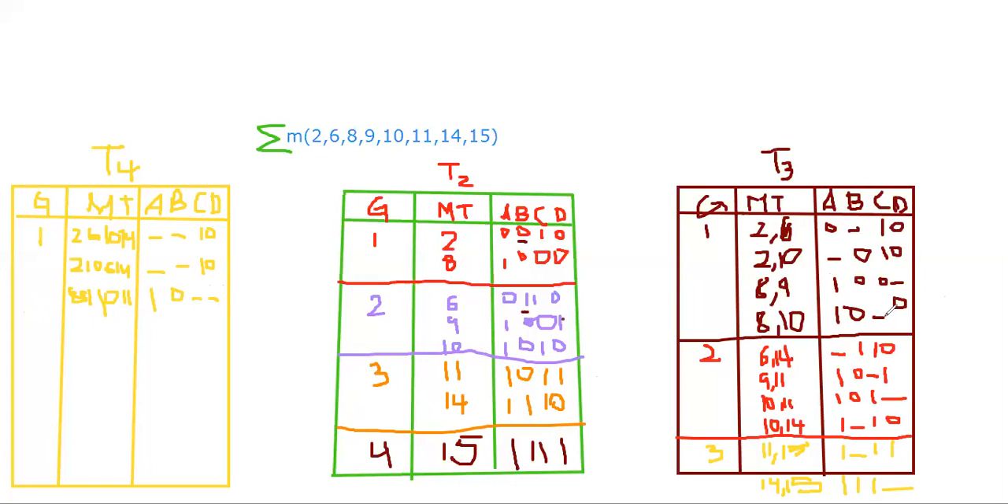Next, we can group 8, 10 with 9, 11. So it would be 8, 10, 9, 11. The grouping is 1, 0, dash, dash. So each term has been covered. So this is the first group.